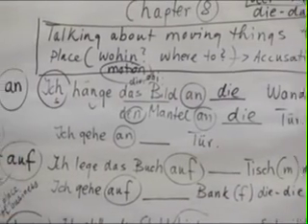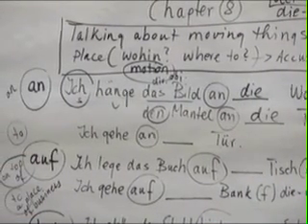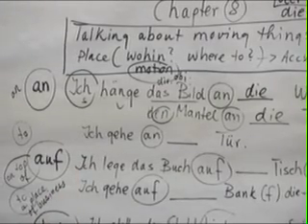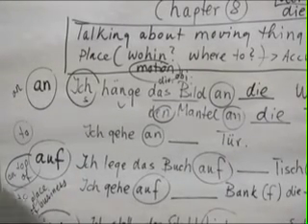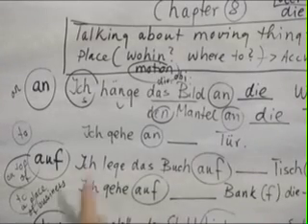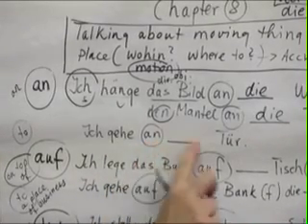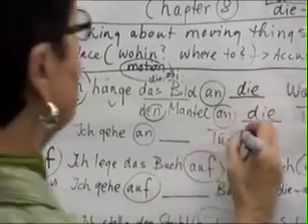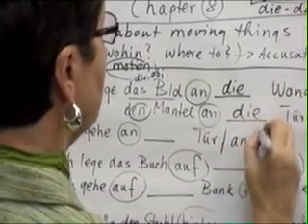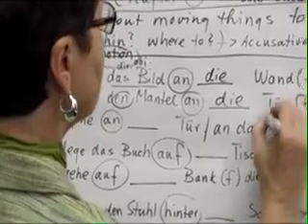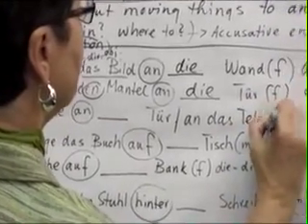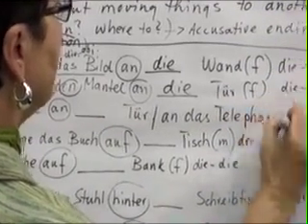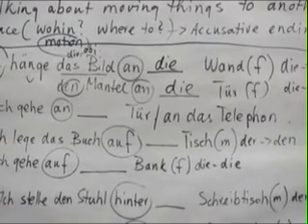An can also be used in a different way when you say, I'm going to the door. I hear somebody knocking, and I'm standing here, but now I'm moving to the door. And here we also say an. Ich gehe an die Tür. And here it means to the door. Or I could say, ich gehe an das Telefon. I'm going to the phone. The phone is ringing. And I am going to the telephone.